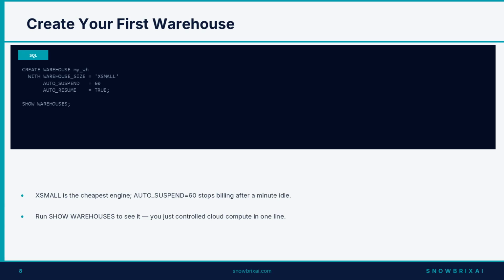Now you control the cloud compute yourself. Run create warehouse, name it my_wh, with warehouse_size set to extra small, auto_suspend set to 60 and auto_resume set to true. Let me decode that.